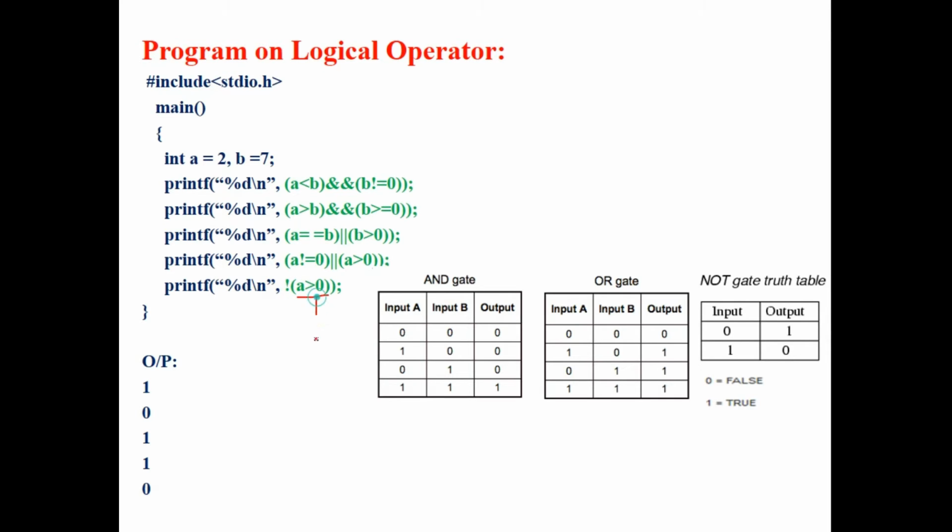So A is greater than 0, whether 2 is greater than 0, yes, so it will give output as 1. And we want to perform NOT on 1, so NOT of any value other than 0 is always 0, and NOT of only 0 is 1, so we'll get the output as 0.